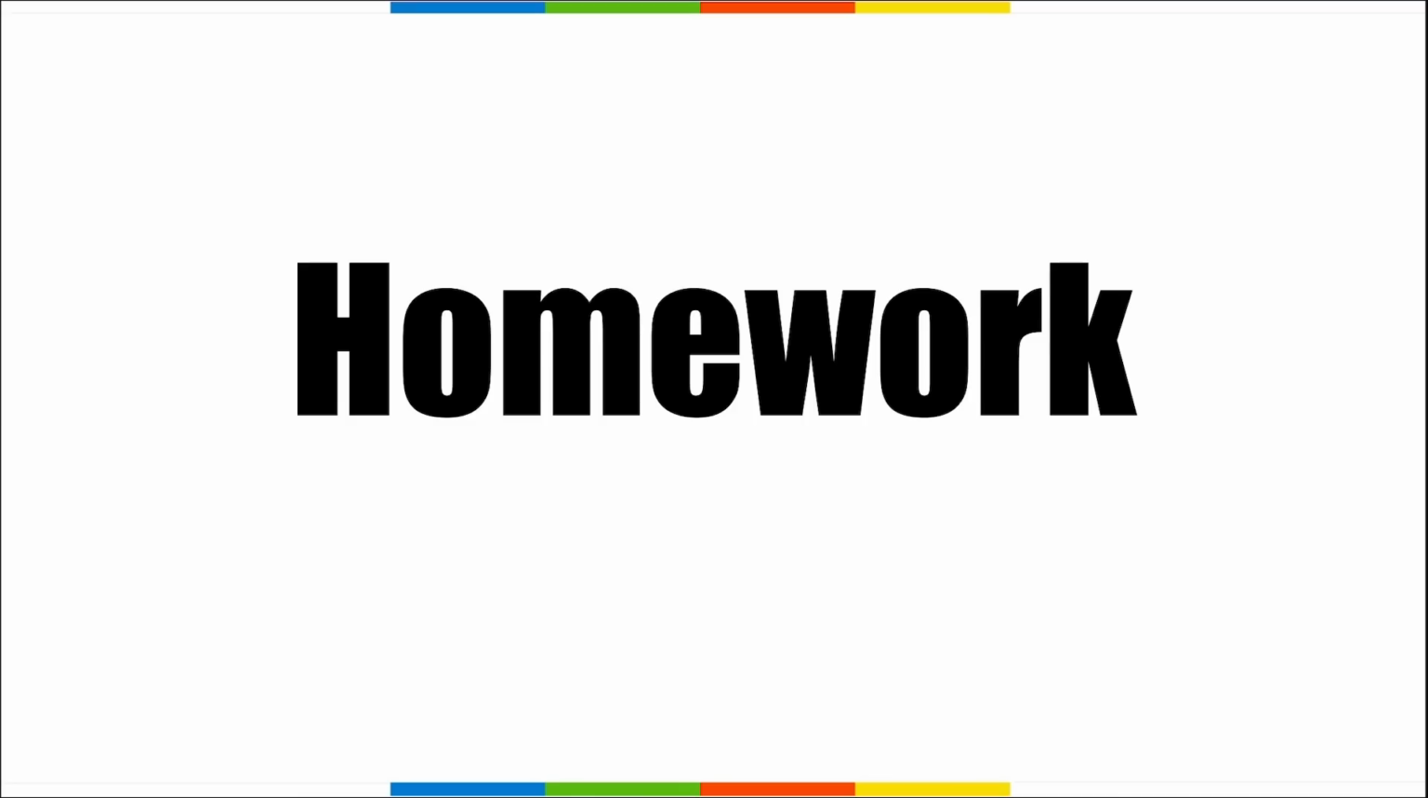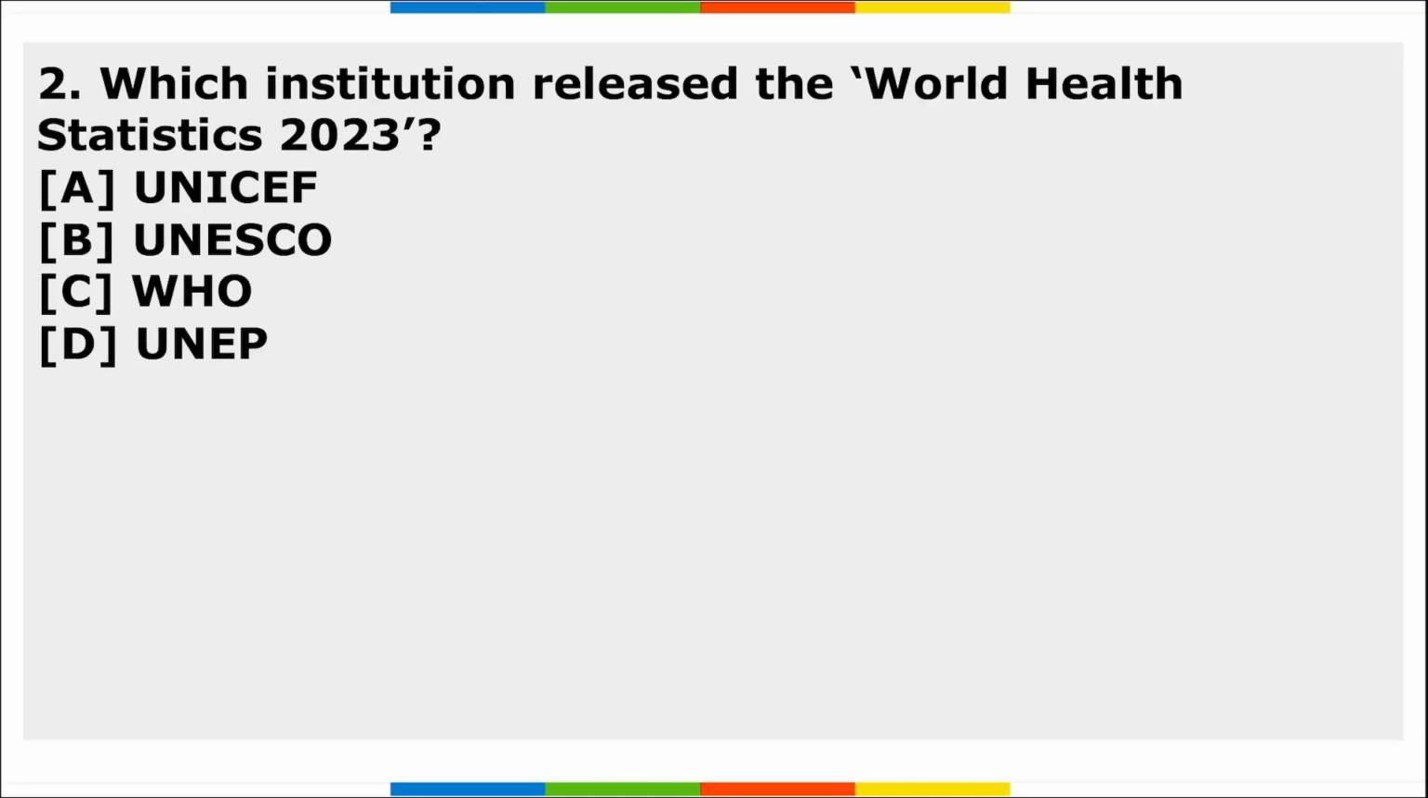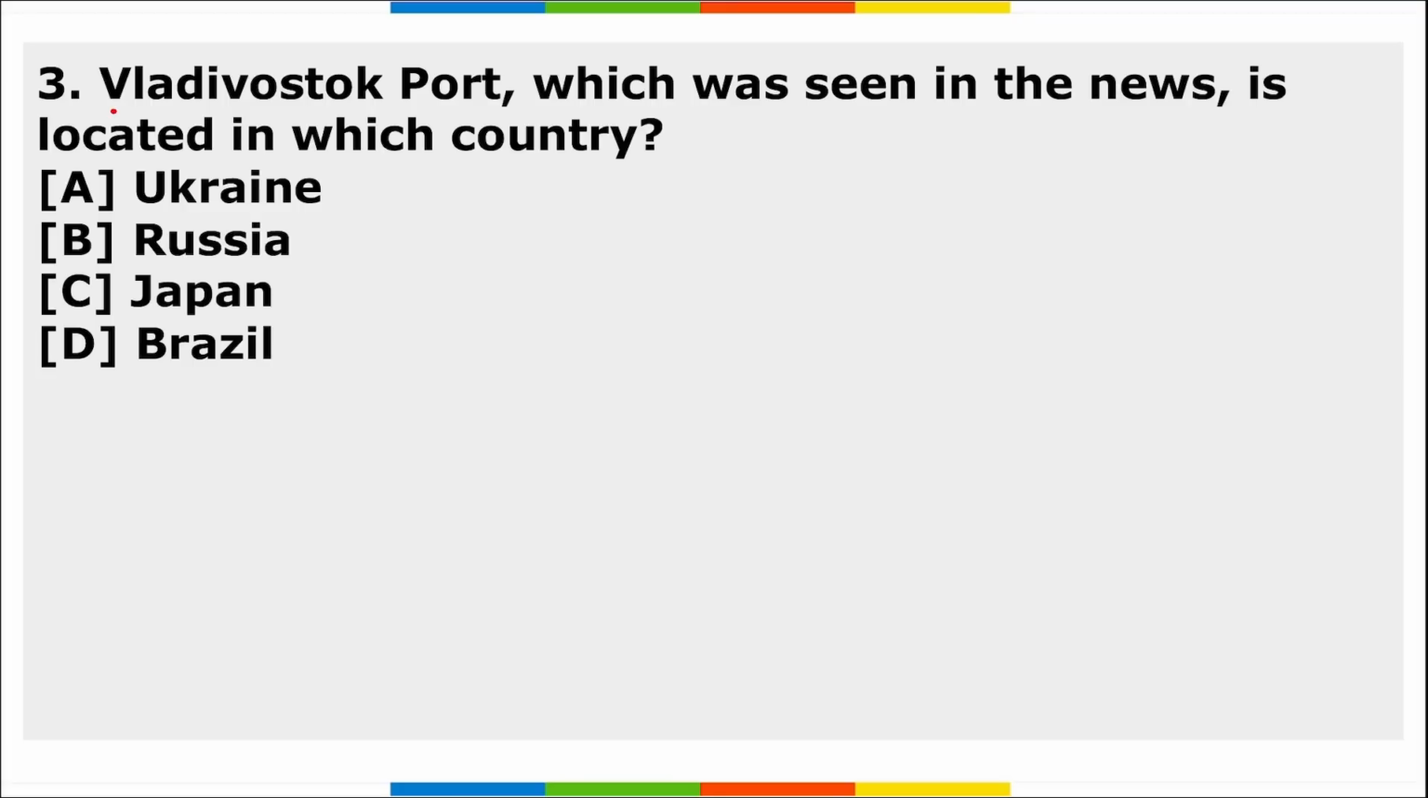Now let's move to homework. Which country has unveiled a semiconductor strategy to minimize its dependence on Asian production? Next, which institution released the World Health Statistics 2023? Third, Vladivostok port, which was seen in the news, is located in which country? So these are your 3 homework questions, friends. I hope you have understood the assignment.